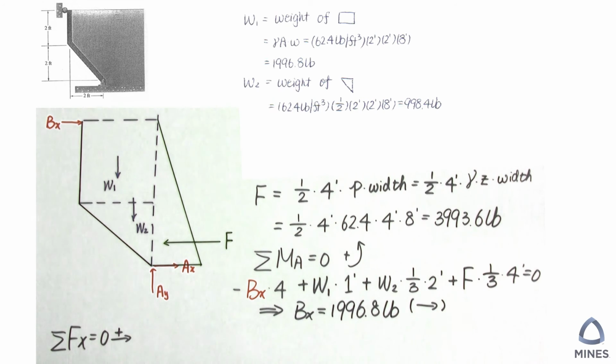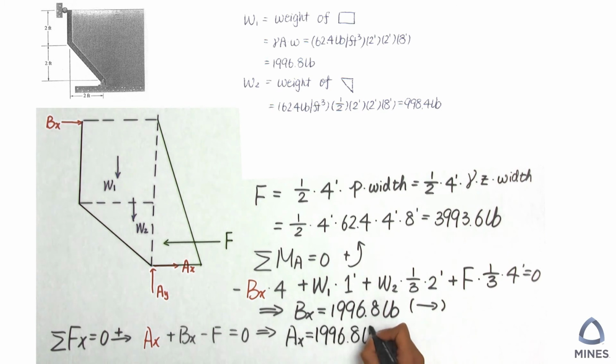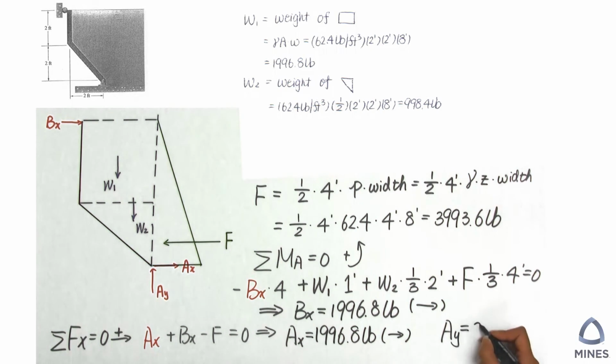Now if we sum the forces in the x direction, we should be able to find Ax. If we sum the forces in the y direction, we should be able to find that Ay is actually W1 plus W2.